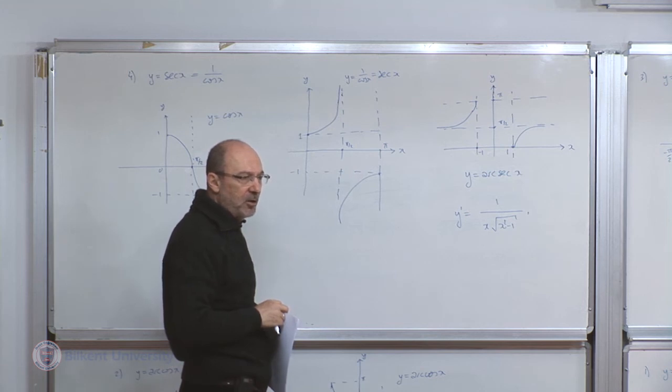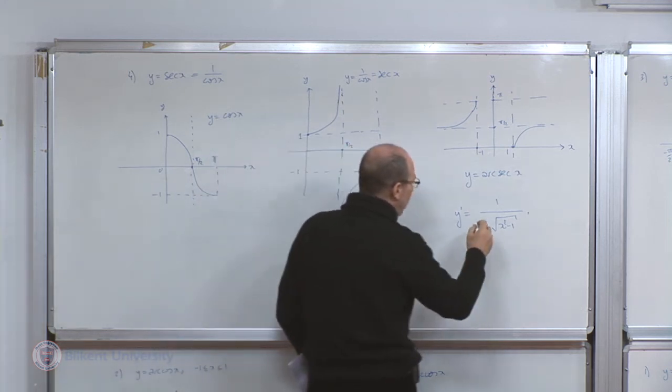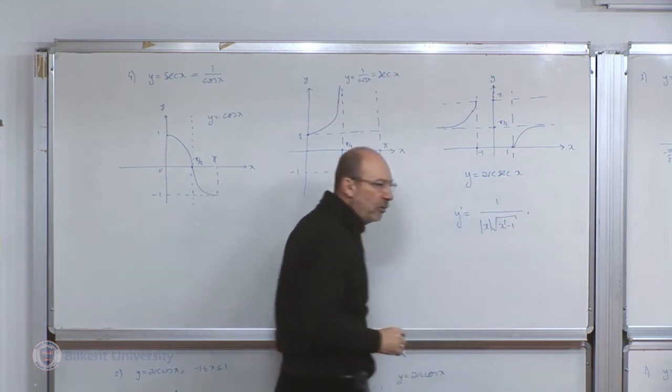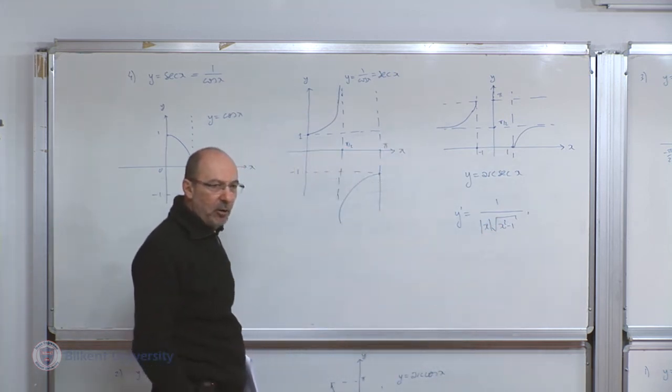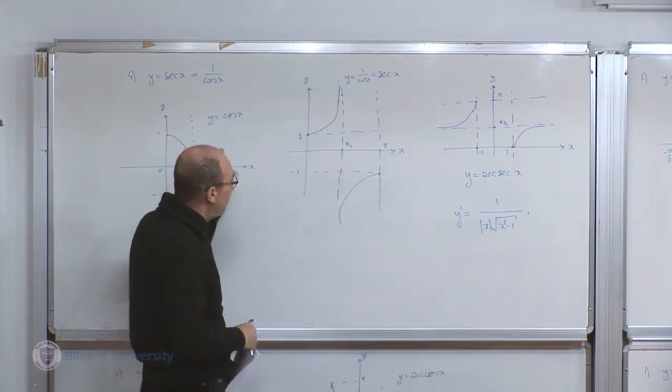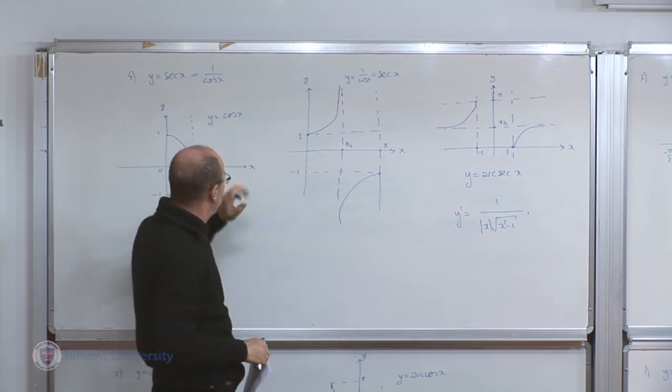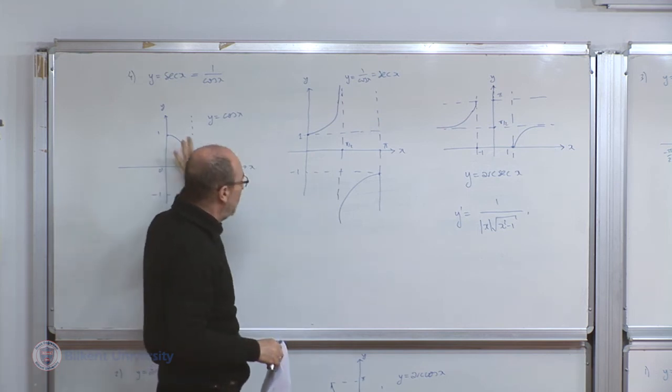That's the advantage I get. The disadvantage is I have to put absolute value here to show that it's always increasing. In some books, I think Stewart also does that, he uses a different branch.